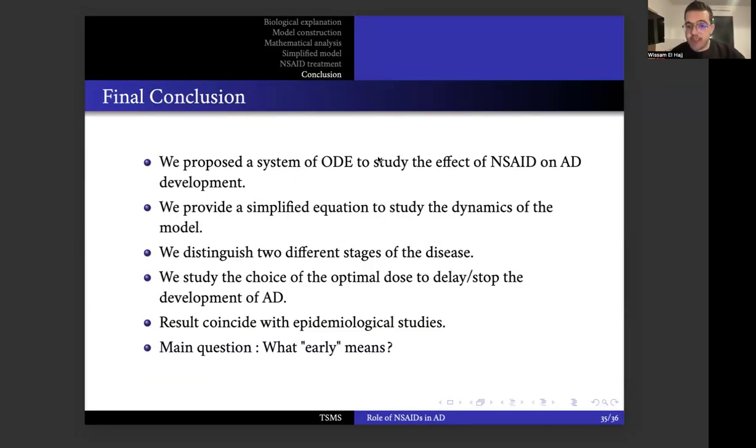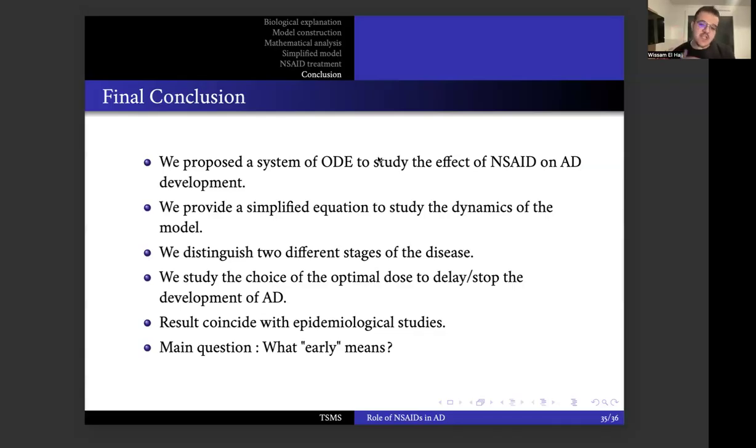I proposed a system of ODE to study the effect of drugs on the development of Alzheimer's. I started with a simplified system. I distinguished two different cases of the disease for the complete model: an advanced stage and an early stage. I have presented, and actually we have done it together with Bilal and Omar and Ala, who are participating actively in the project. So together we are able to choose the optimal dose to delay or to stop the development of Alzheimer's.